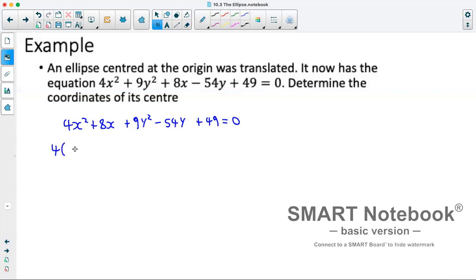So we've got 4 times x squared plus 2x. Then we'll have plus a blank minus a blank, plus, we'll factor 9 out. So 9 times y squared minus 6y plus a blank minus a blank plus 49 equals 0.